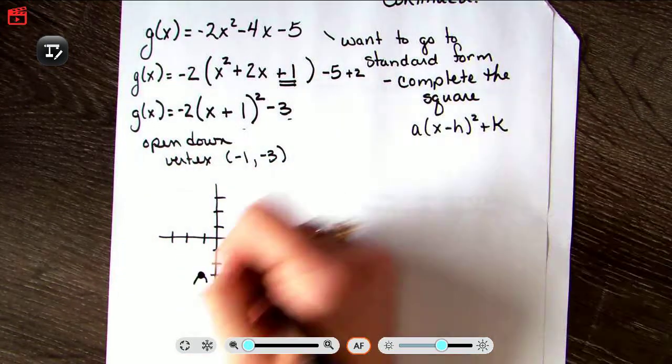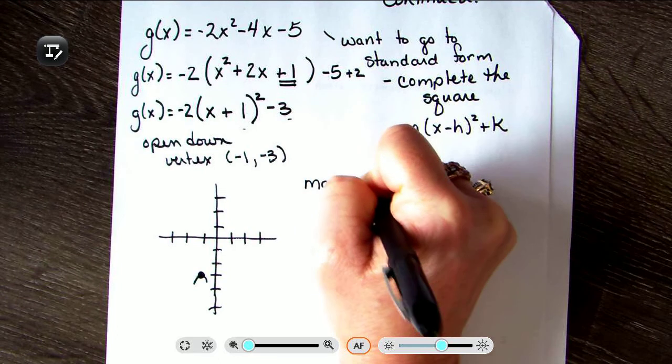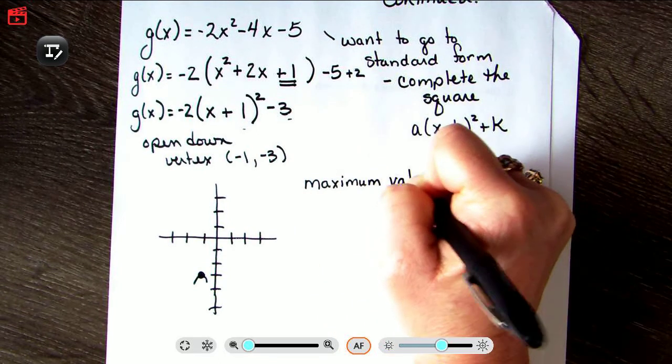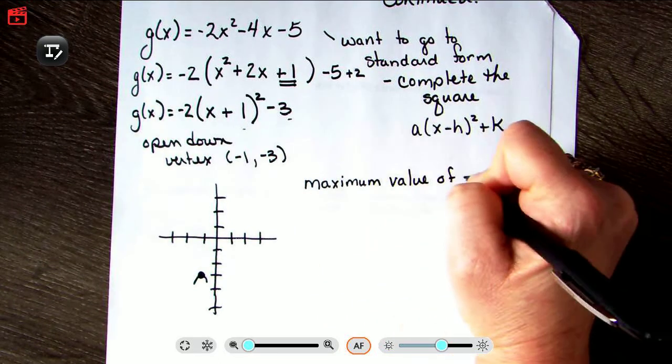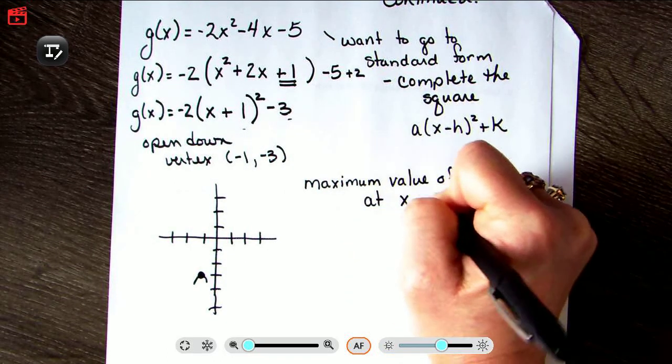Okay, so right now I know that I have a maximum value of -3 that happened at x equaling -1.